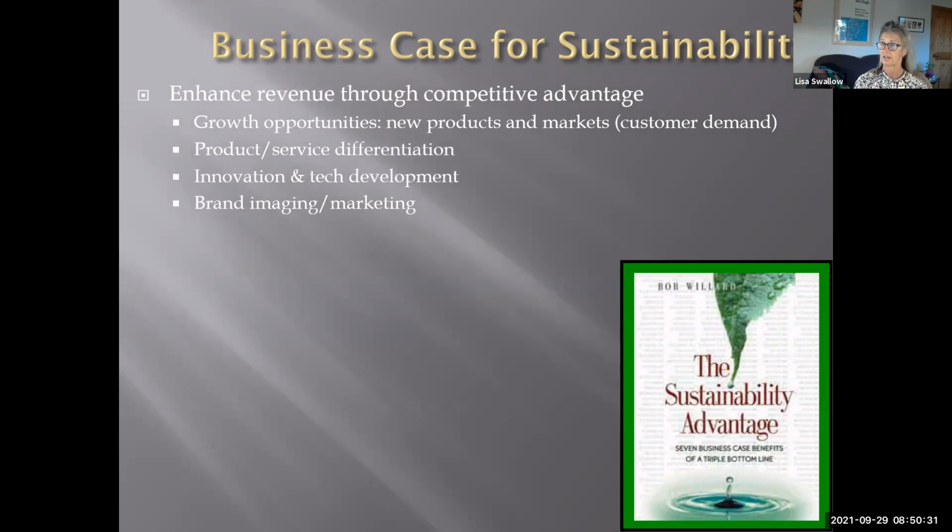The first facet is to enhance revenue through competitive advantage. So how do I make my product or service different from everybody else's? I'm a carpet cleaner, okay? And when the carpet cleaner comes and they leave, your house has that medicinal smell and that kind of toxic chemical smell. Well, I'm a green carpet cleaner.